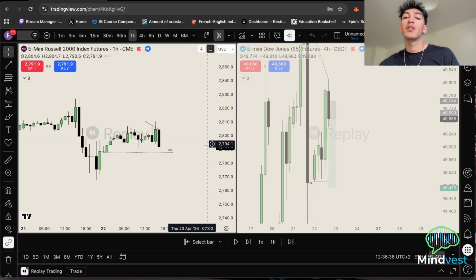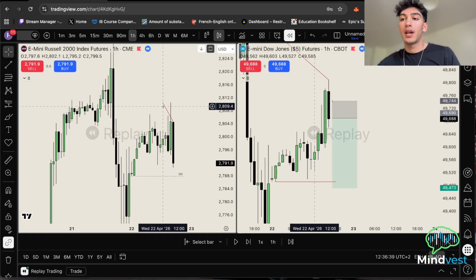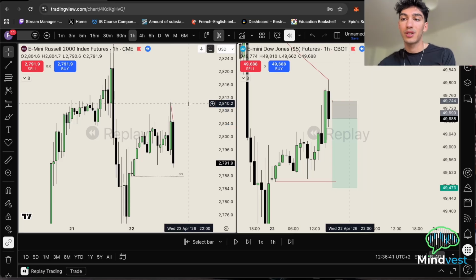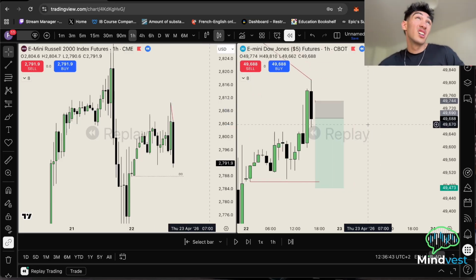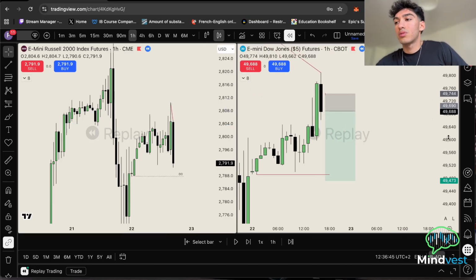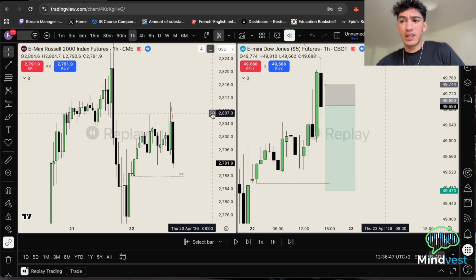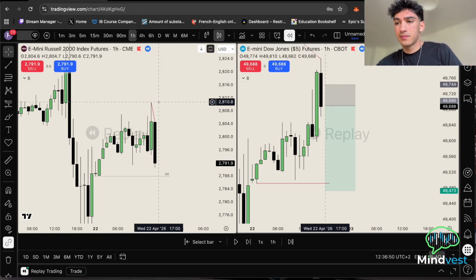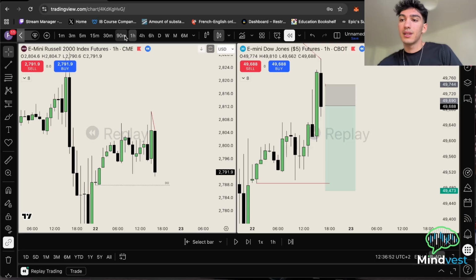Now this trade I did not share in Mindvest. I just took it, and I didn't want to share it even though I wanted to retest my entry, because again, I wasn't confident. It's more of a lucky trade, to be honest, in my opinion, but it's still a lesson to be learned.